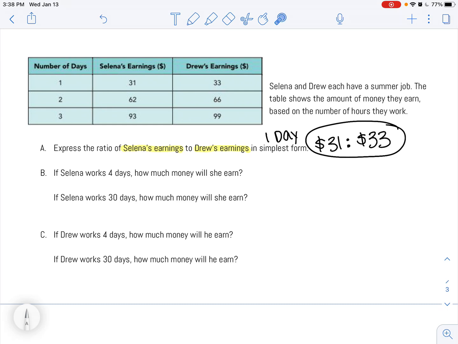Looking at problem B. If Selena works 4 days, how much money will she earn? Well, as we were looking at our table, we noticed that for every day for Selena, we're multiplying the number of days by 31. So if she's going to work 4 days, I want to multiply that by 31 to figure out that in 4 days, she's going to earn a total of $124.